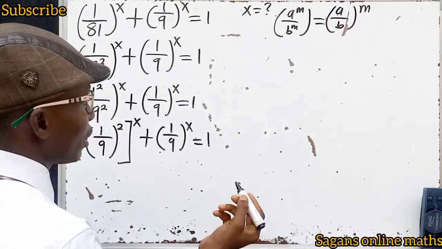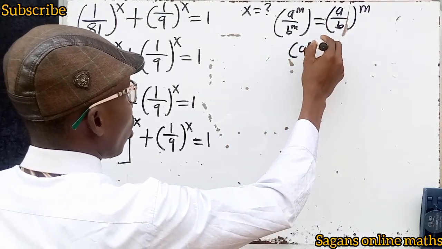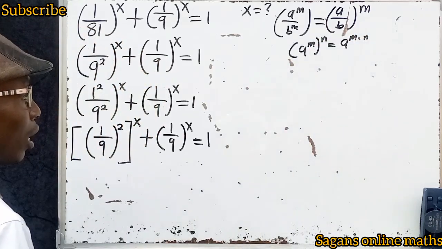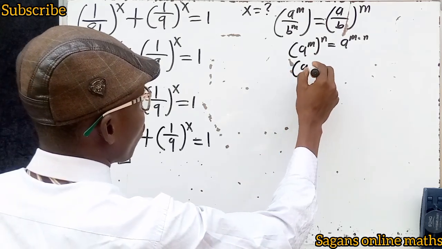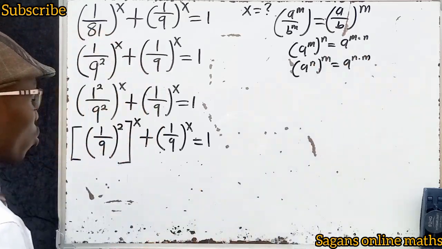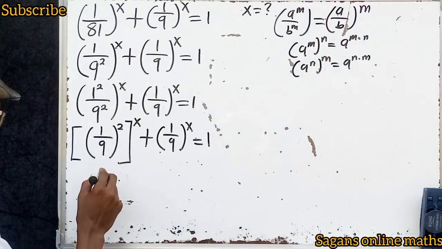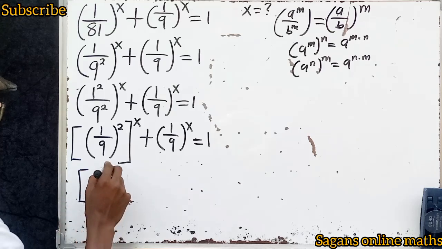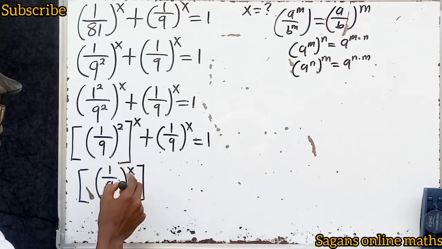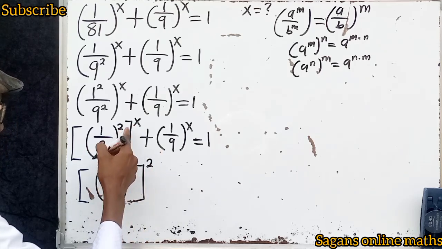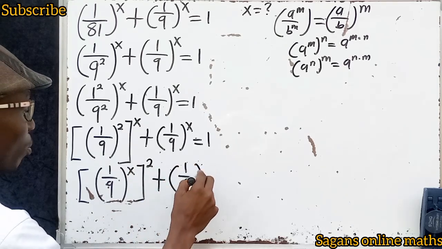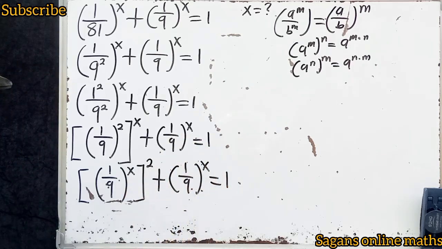Do you know that we are not also wrong? Because by one of the properties of indices, if you have (a to the power of m) all to the power of n, it is equal to a to the power of m multiplied by n. And again, we can also write it as (a to the power of n) all to the power of m, which is a to the power of n multiplied by m. So we can write it as bracket, (1/9 to the power of x), now we'll bring this x here and take this other power of 2 to here. Remember that 2 times x is equal to x times 2, don't forget. Then plus (1/9) all to the power of x equals 1. Wow, this is what we are looking for.